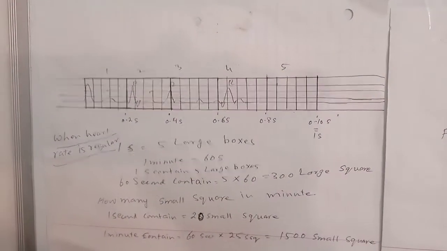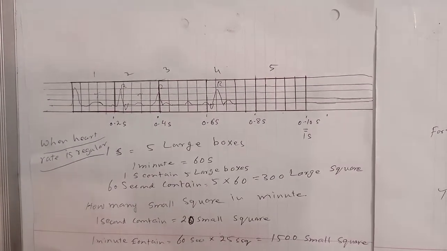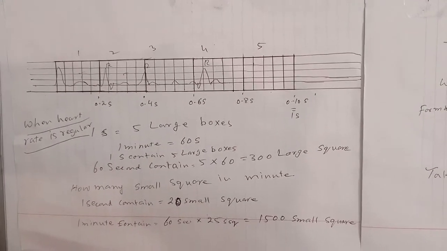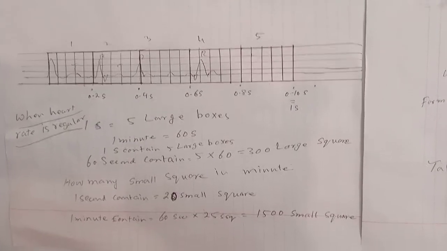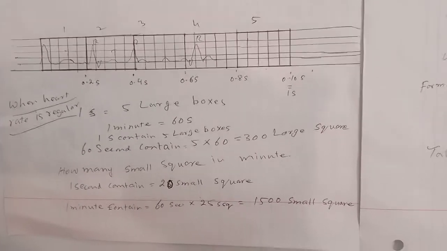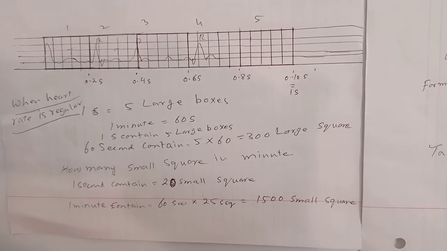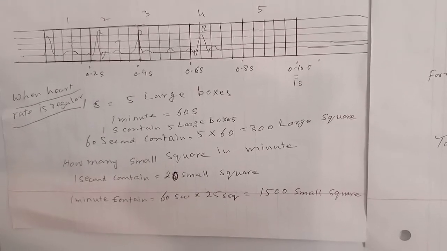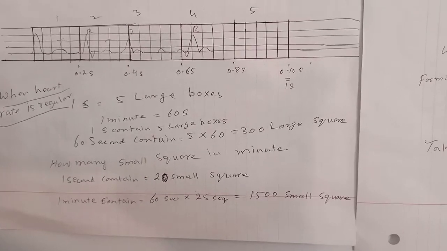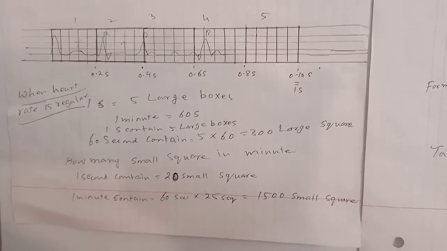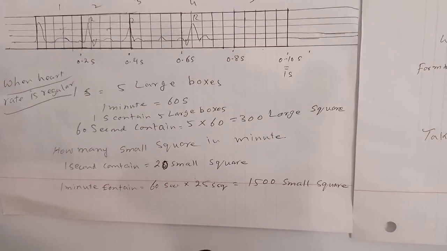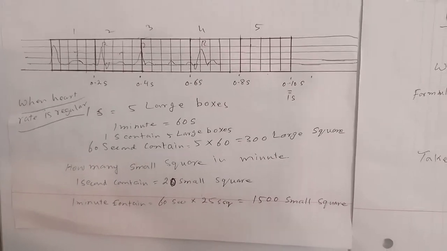When we have a strip in our hand, we have to count the distance between R and R to know whether this rhythm is regular or irregular. If the distance between R and R and the next R and all the R's is the same, the rhythm is regular. If it is changing from one R to another R, 4.1, 4, 4.2, 3.8, 3.9, then the rhythm is irregular. This is very simple.